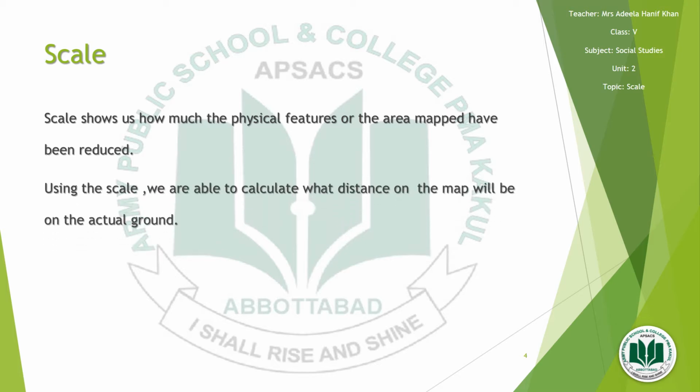Using the scale, we are able to calculate what distance on the map will be on the actual ground. A scale can be shown in different ways. First way is statement scale. In a statement scale, we are able to calculate what distance on the map will be on the actual ground in words, as a ratio, and as a line. Or bar scale, which we use to calculate what distance on the map will be on the actual ground.